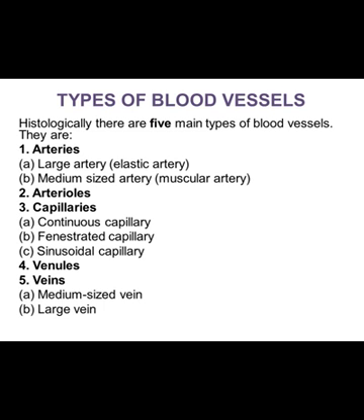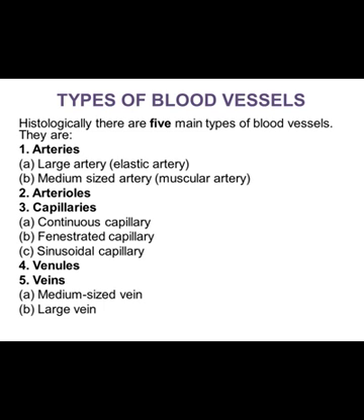Now we come to the types of blood vessels. Histologically, there are 5 main types of blood vessels. First one is the arteries, which are further divided into large size or elastic artery, and second is the medium size or muscular artery.